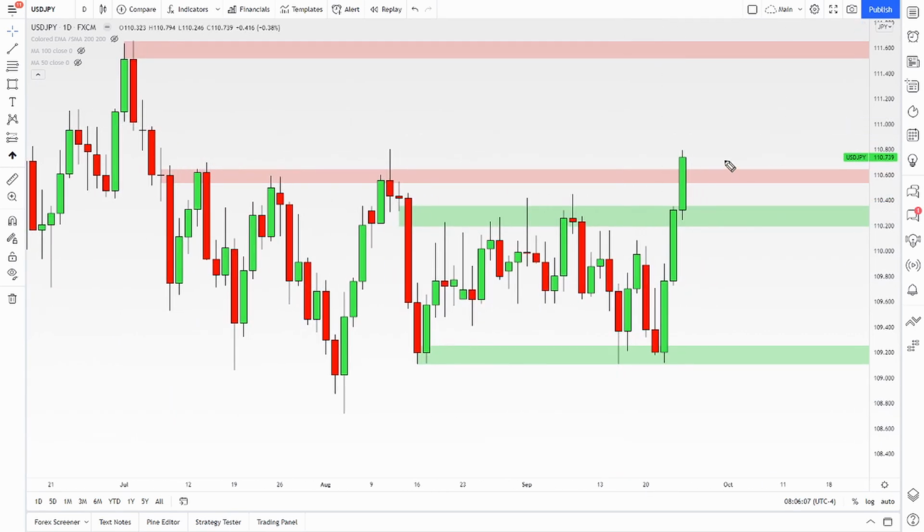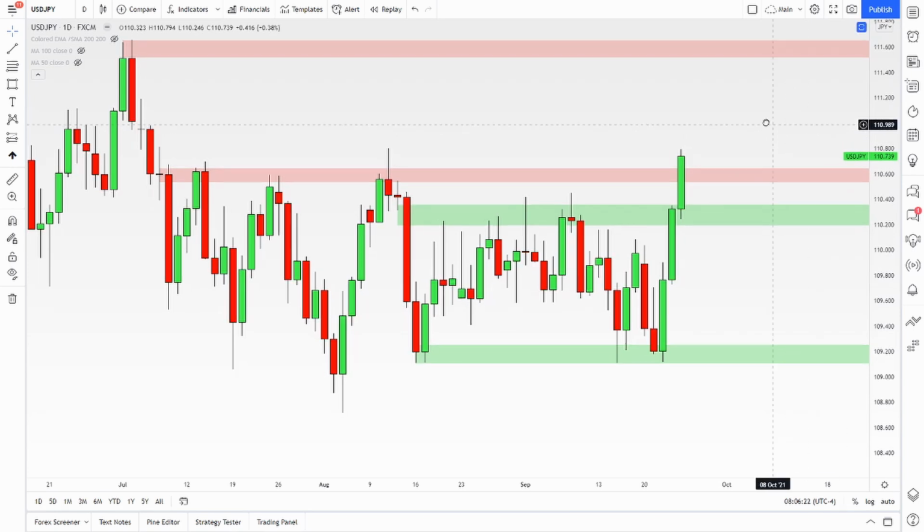So keep eyes out for things like this, right? Keeping that risk to reward nice and tight. I think that I could see myself looking at this with a possible long entry at some point here. So of course, we will keep that in mind.